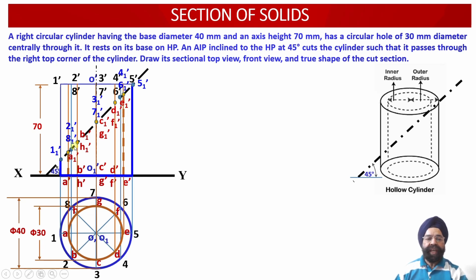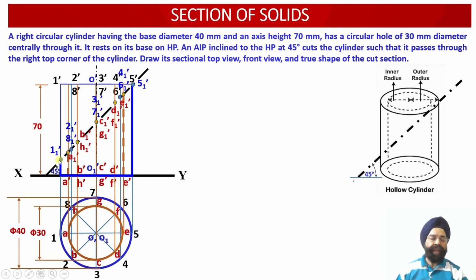So this way, 8 points of intersection are available to us in the elevation corresponding to the outer circular portion of the cylinder, and 8 points of intersection are available in the front view projections corresponding to the inner circular hole being cut by this cutting plane.